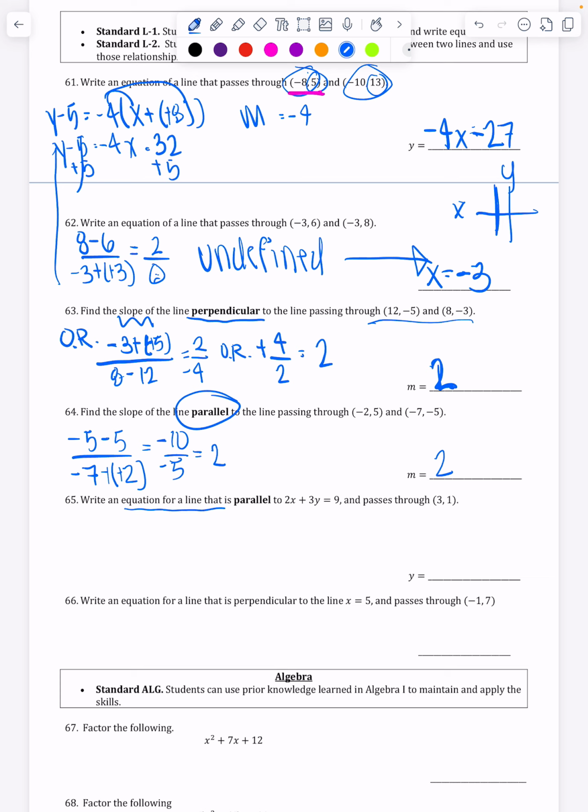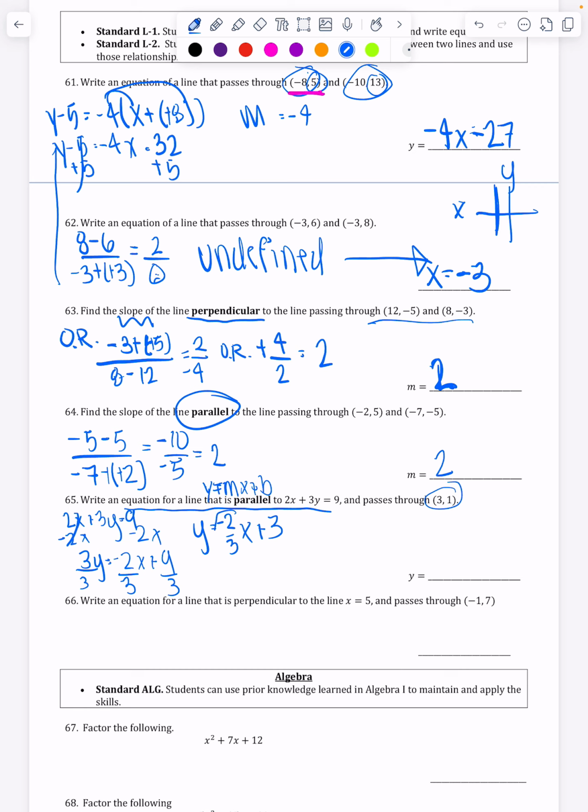Okay, write an equation for a line that is parallel to this and passes through this point. So the first thing we want to do is get it in y equals mx plus b form. So I'm going to subtract 2x and subtract 2x. I'm going to end up with 3y equals negative 2x plus 9. I'm going to divide by 3, divide by 3, and divide by 3. I'm going to end up with y equals negative 2/3 x plus 3.